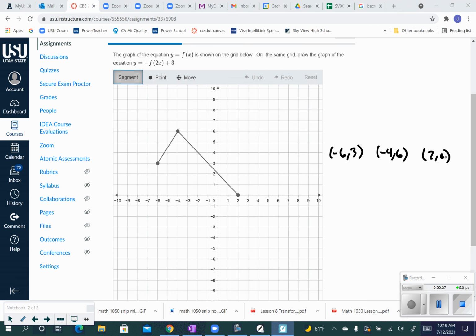So start on the inside. On the inside, you're timesing by 2. That means I'm going to divide my x coordinates by 2. It's going to be a horizontal compression. Remember, on the inside, you always do the opposite. So let's do that first. If I divide all my x's by 2, I end up with negative 3, 3, negative 2, 6, and 1, 0. So just divide all the x coordinates by 2.